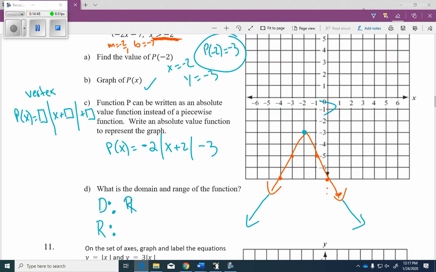Because the range doesn't ever go above -3. It's everything below -3. So it's all y's less than or equal to -3. Or if you like interval notation, it goes from -infinity to -3.